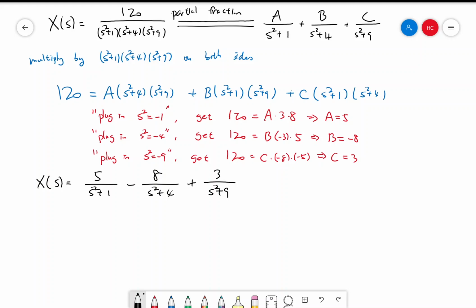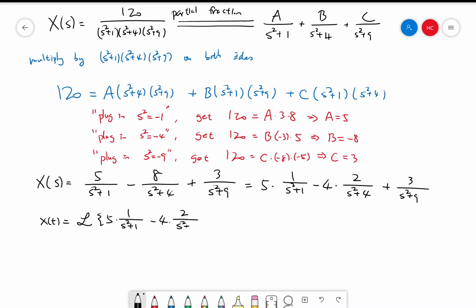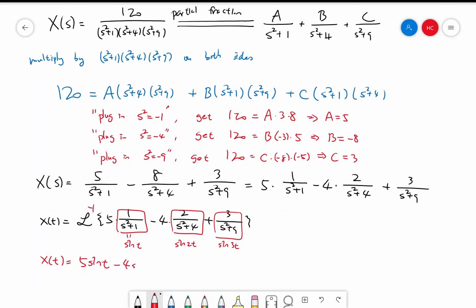Let's take the constants out. So this is equal to 5 times 1 over s squared plus 1, minus 4 times 2 over s squared plus 4, plus 3 over s squared plus 9. And this is capital X, which is the Laplace transform. So we have to take the inverse Laplace transform. Little x of t is the inverse Laplace transform of these three functions added together. We know the inverse Laplace transform of this is sine t, of this is sine 2t, and of this is sine 3t. So the solution is x equals 5 sine t minus 4 sine 2t plus sine 3t. That's for x.